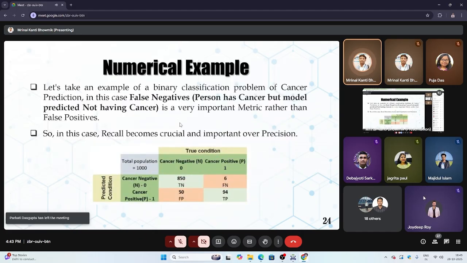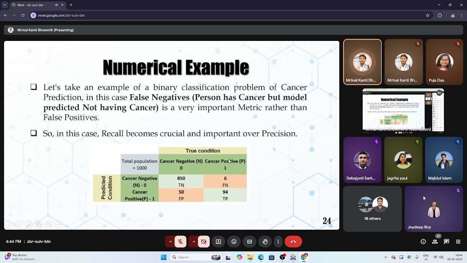So let us consider a numerical example of a binary classification problem of cancer prediction. In this case, false negative, that is, the person has cancer but the model predicted not having cancer, is a very important metric rather than false positive. So suppose there is a total population of 1,000 people, and suppose there is one confusion matrix. If the cancer is negative and the model is also predicting cancer negative, we call it a true negative. That is, from the 1,000 population, the model has predicted that 850 values are true negatives.